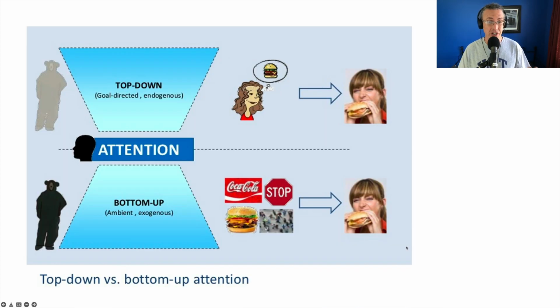Let's talk about some research on attention. So we're going to go to the lab here. Right? We know a lot about attention. In fact, we know that there are two distinct ways in which attention is controlled. There are what we call top-down, goal-directed, endogenous, or bottom-up, ambient, exogenous. You're going to learn a lot about this in a subsequent chapter, but I'm going to tell you enough now to get the translational stuff.